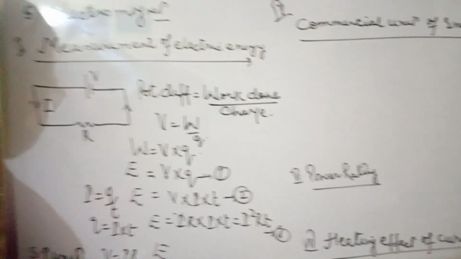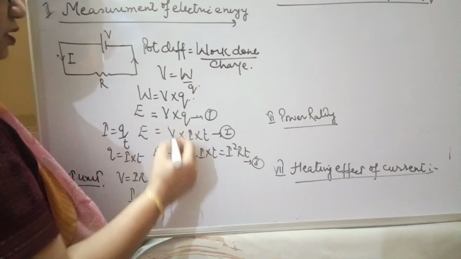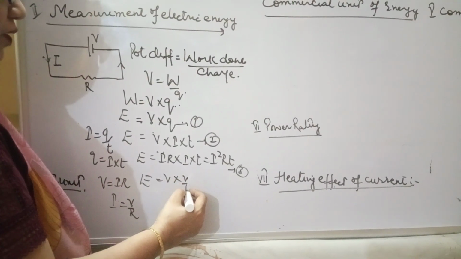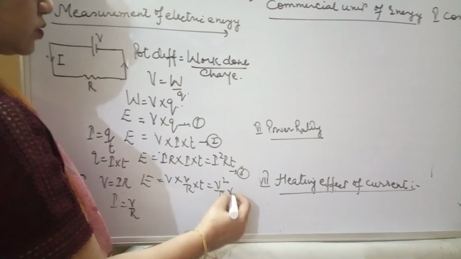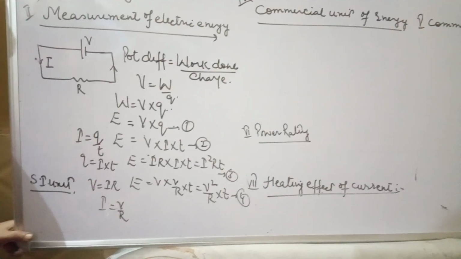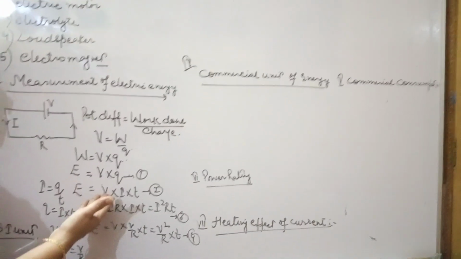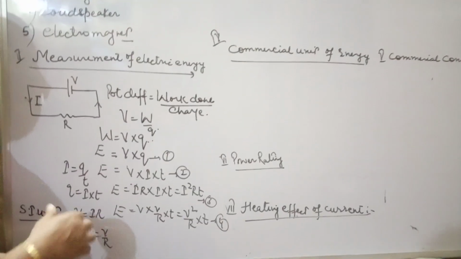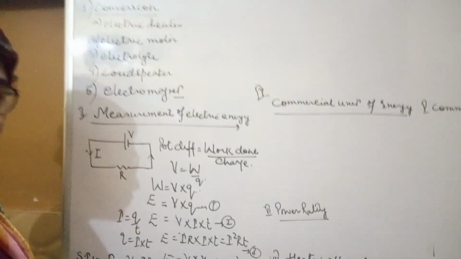Fourth, from this we will find I as V upon R. So substitute here: V into V upon R into T. The net answer is V square upon R into T. So the question arises, why am I deriving all these different values? They are used in numericals. Suppose in a numerical, current, voltage and time are given and the question is how to find the electrical energy. Simply we will use the formula VIT.